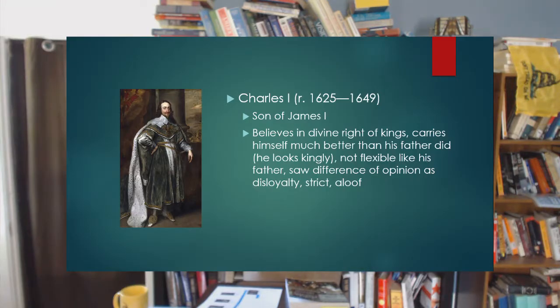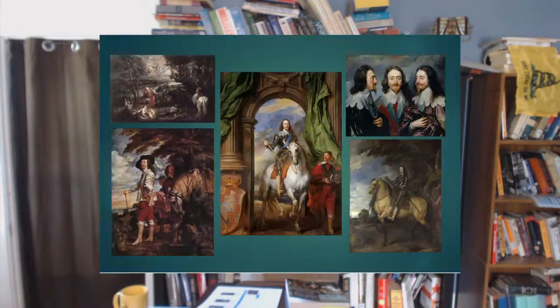He also believes in the divine right of kings, and he carries himself much better than his father did as far as he looks more kingly. James I kind of looked awkward. His face was kind of odd. He had a Scottish accent. He had a lisp. So he didn't seem very kingly, but Charles I seems very, very much like a king. You can see from some of the pictures painted of him, he looks like he knows what he's doing as far as being a king.